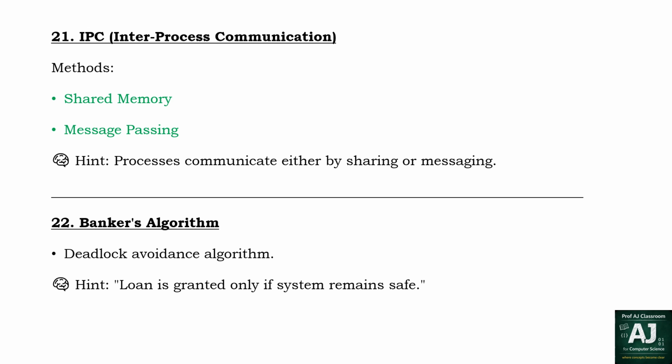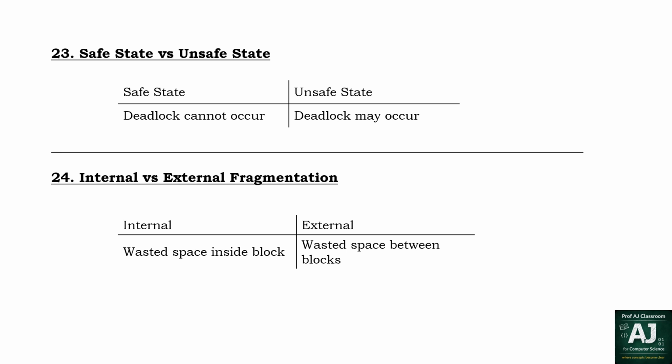Next, IPC, that is inter-process communication. Methods are shared memory and message passing. Hint is processes communicate either by sharing or messaging. Next, Banker's algorithm, that is a deadlock avoidance algorithm, where a loan is granted only if the system remains safe. Next, safe state versus unsafe state. In a safe state, deadlock cannot occur. In an unsafe state, deadlock may occur.